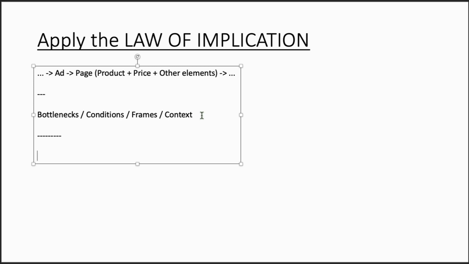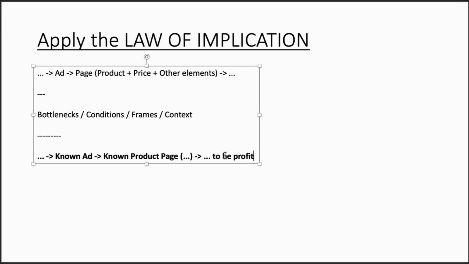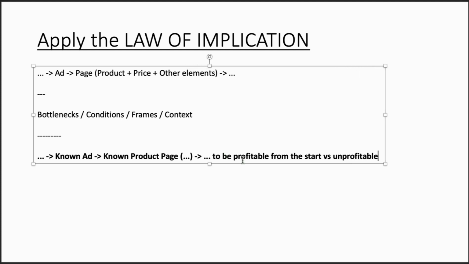So the context that we want to operate in is this sort of situation. There are a bunch of things that are unknown, and then we have a known ad, and then we have a known product page, which contains the product, the price, and the other elements. And obviously there are other unknown contexts here, but we want this thing to be profitable from the start versus unprofitable. So this is why I'm saying it seems obvious.